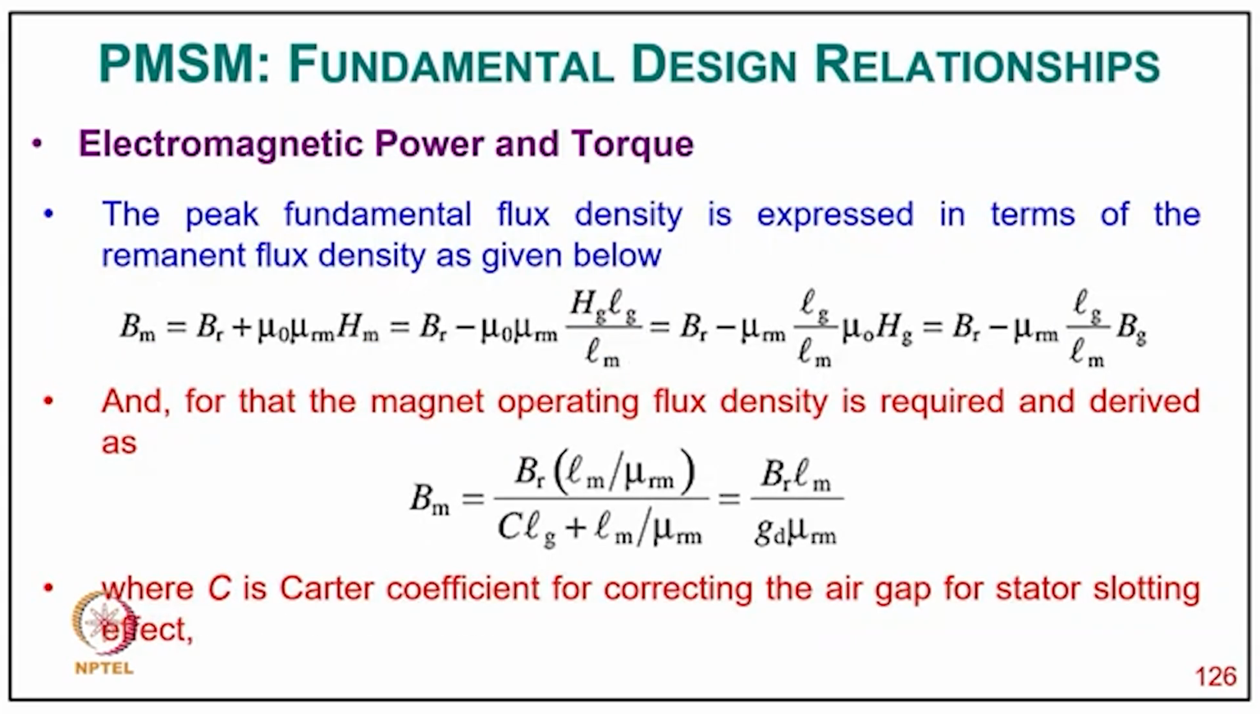the magnet axis. The peak fundamental flux density is expressed in terms of the remnant flux density as given here: Bm equal to Br plus mu 0 mu rm Hm, equal to Br minus mu 0 mu rm Hg lg upon lm, or equal to Br minus mu rm lg upon lm into mu 0 Hg, or Br equal to mu rm lg upon lm into Bg. For that, the magnet operating flux density is derived as Bm equal to Br lm upon mu rm divided by C lg plus lm upon mu rm, equal to Br into lm upon Gd into mu rm, where C is the Carter coefficient for correcting the air gap for the stator slotting effect.